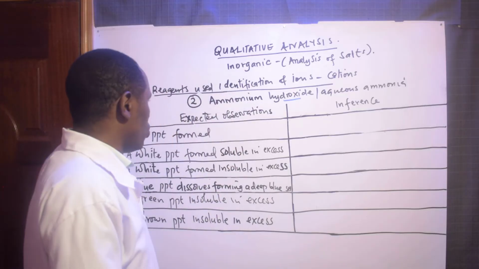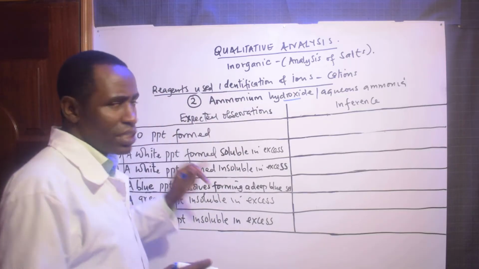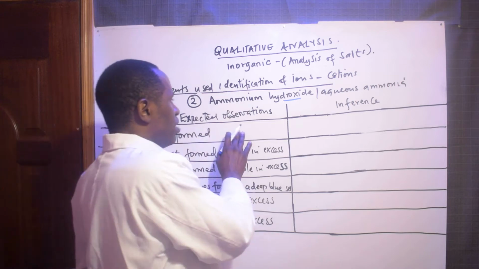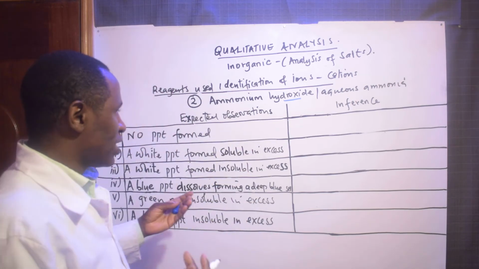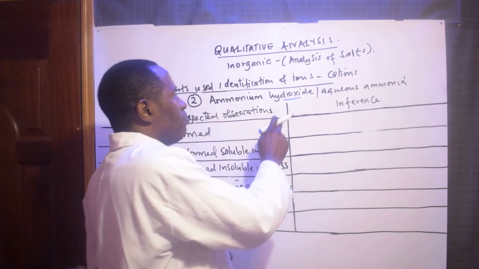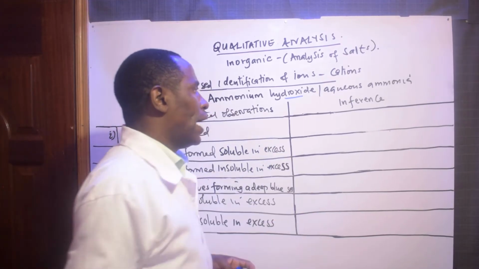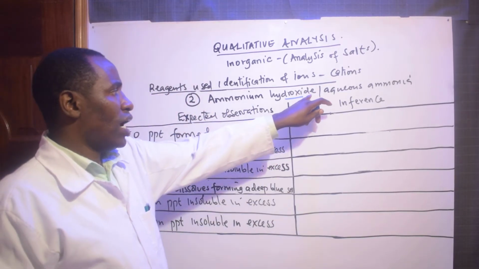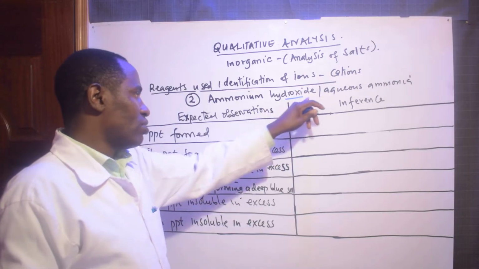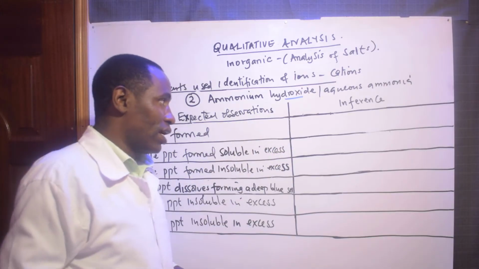So let's have a look at what we're talking about. Number one here, no precipitate formed. No precipitate formed here means that the cation in the solution under test does not form an insoluble hydroxide. In other words, the hydroxide of that particular cation is soluble.